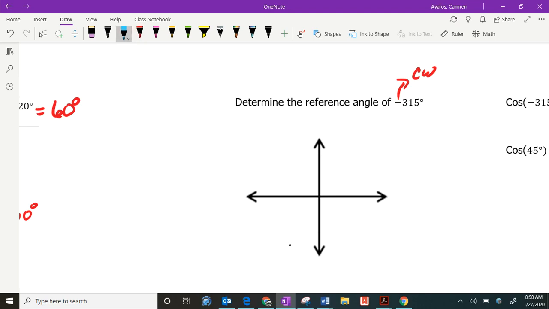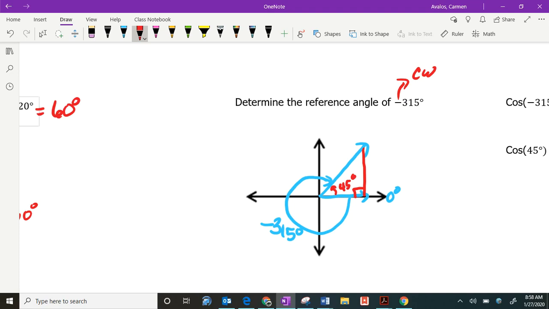So for a standard position angle, we are going to take this ray, and we're starting here at 0 degrees, and then we're going to rotate it to right there. And so this one here is going to be 315 degrees. We're going in the negative direction, so it's negative 315. Now for the reference angle, we drop this down, form a right angle, and the angle that we make in the first quadrant is going to be 45 degrees.